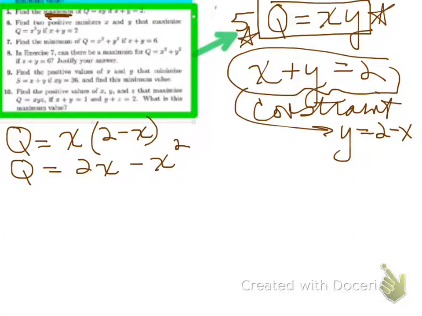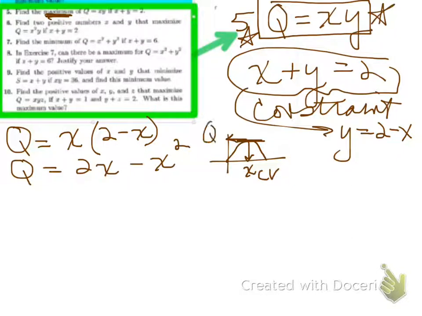Here is a downward facing parabola. It's going to look like this. I want to find the maximum. It's going to occur right here at xcv. Okay, so they want me to find the maximum. The only answer they want from me is this q max. So let's get that.